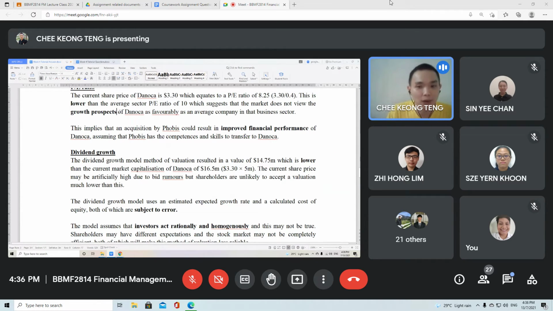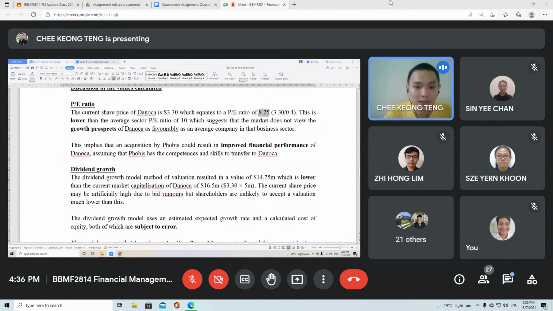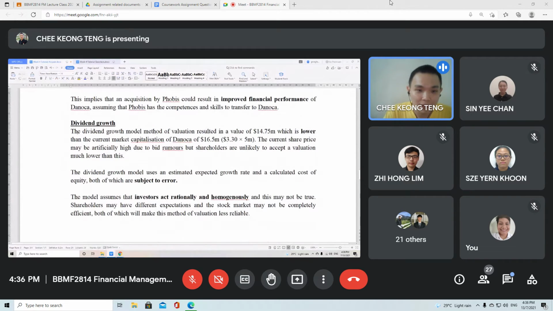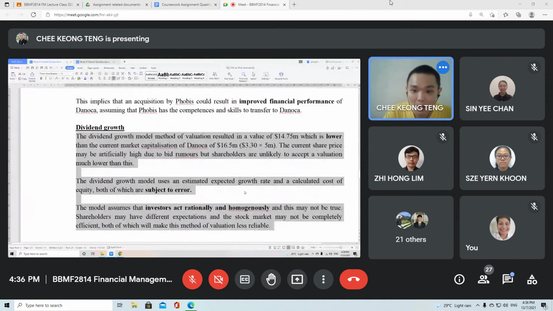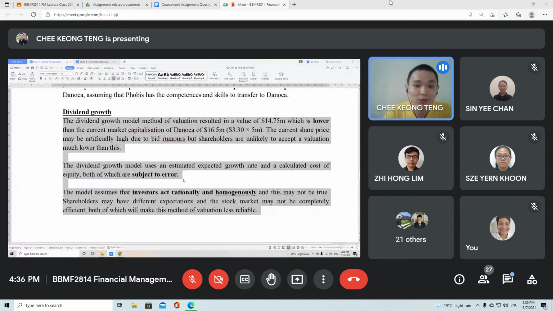Because for PE you use a proxy, 10 times your competitors'. Which means that maybe the shareholders or the investors think that your competitors' growth prospect is better than yours, so they're willing to pay more. While for you, it's only 8.25 times, lower. And for the dividend growth, the former answer is saying what I mentioned just now, which is different from your answer, but both are actually acceptable.